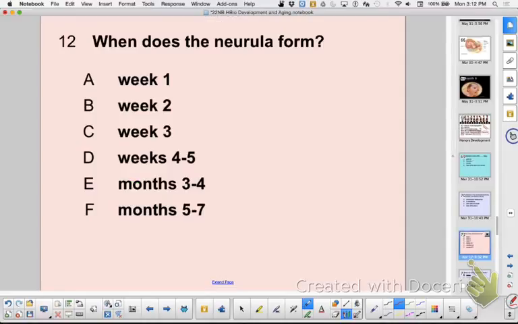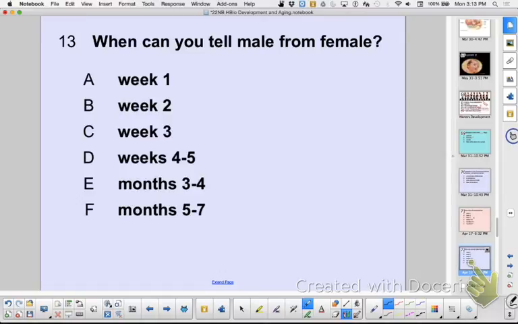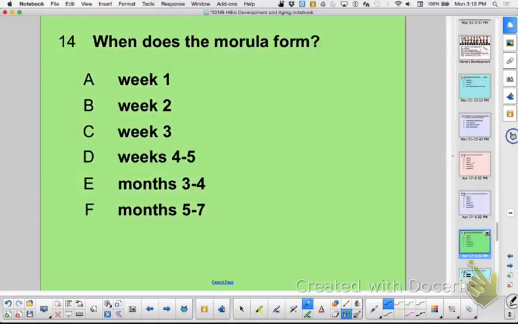When does the neurula form? Week 3. How are you remembering that? Take that 3, right, and turn it sideways, and then you remember that, and then make a heart out of it. Okay. Good. When can you tell male from female? 3 to 4. They're knocking on the door. I don't know. I'm trying to think of ways for you to remember that. When does the morula form? Week 1, because you blast into the first week. So what are you before the blastula? You're the morula. So week 1. Good.